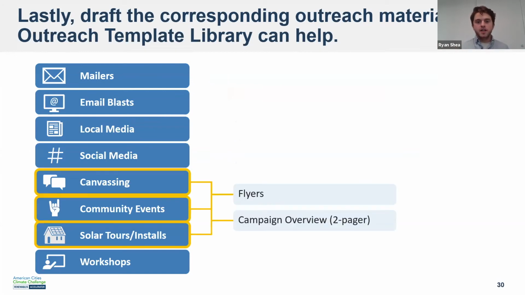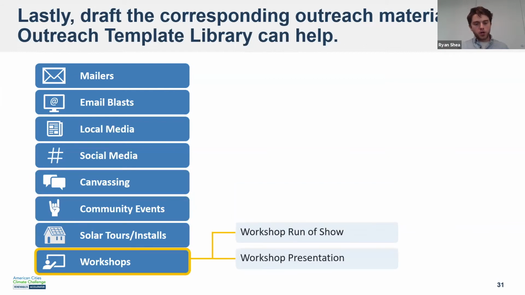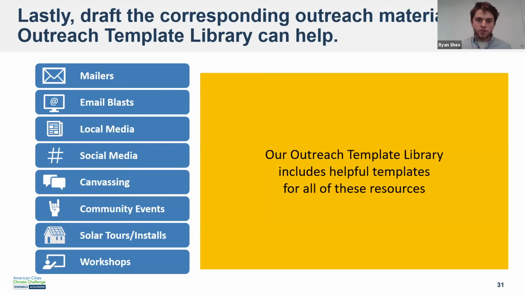And then for these next three, for canvassing, community events, and solar tours and installs, you'll want some type of one-page flyer, just with some eye-catching infographics on it, as well as potentially a more in-depth two-pager about the campaign overview that could provide details on the financial summary and things like that your website should also reiterate. And for the workshops, this will be things like the run of show and presentation. Again, we'll dive into that more in our workshop in March. Just to reiterate, our outreach template library that you'll have access to during the city breakouts includes helpful templates for all of these resources. So once you identify which tactics you want to use, hopefully these resources can be helpful to you.